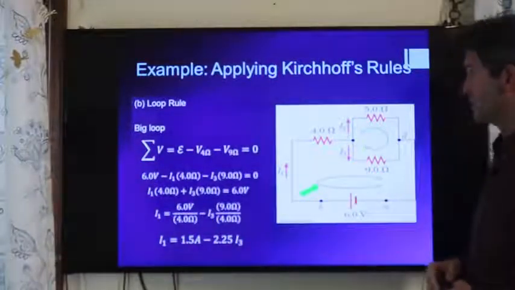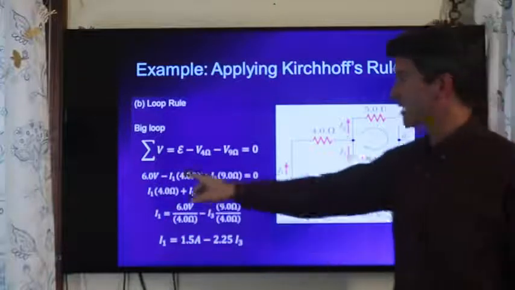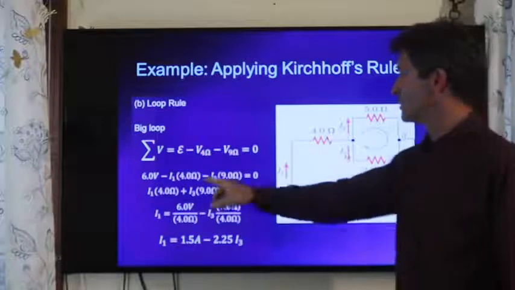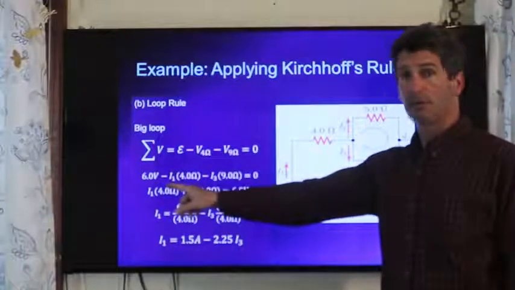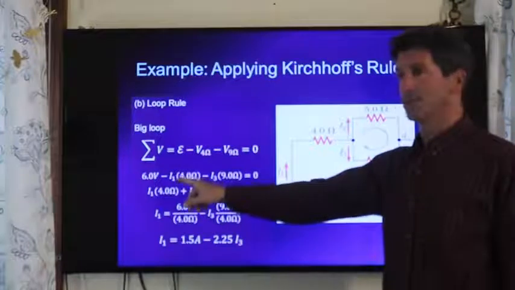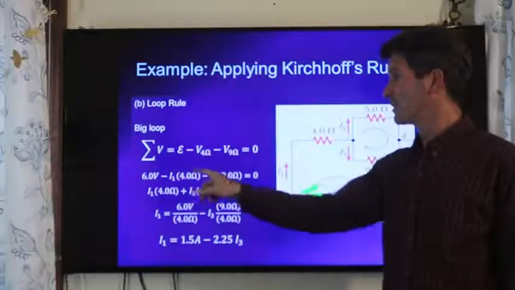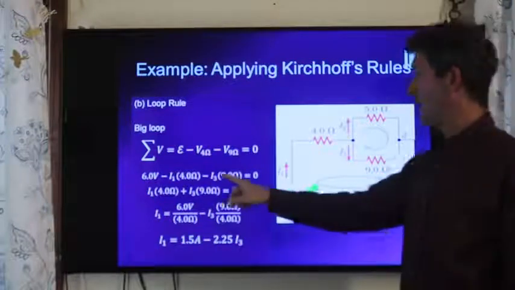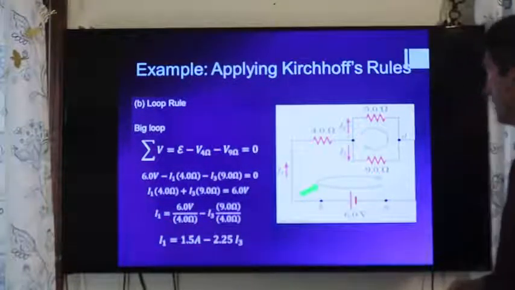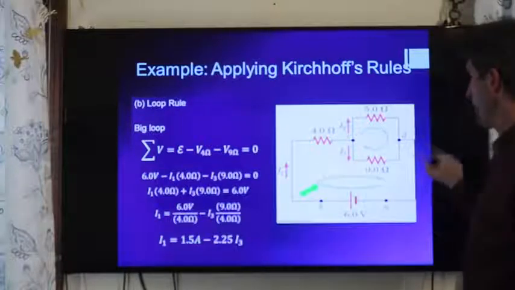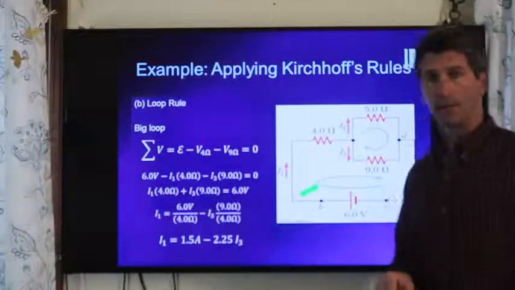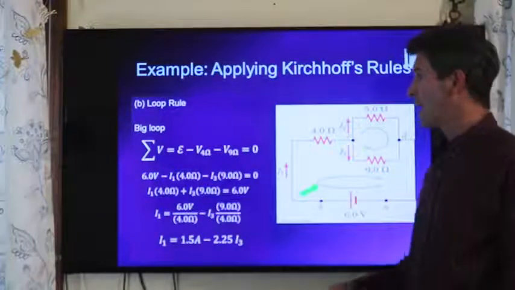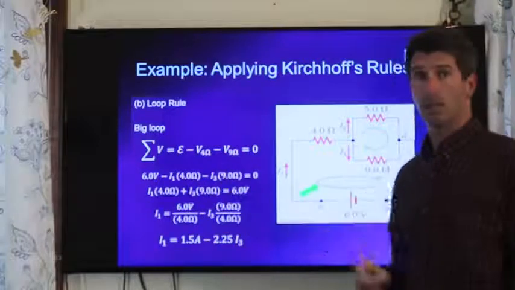So, in the big loop, we have 6 volts from the EMF, okay? We pass through the 4 ohm resistor. Look, we're going with the current I1, so the voltage is going to drop, it's going to be negative. It's I1 times 4 ohms. Now we're going to go through this 9 ohm resistor, I3 times 9 ohms, okay? And that's all the voltage changes that we have. All those add up to be equal to 0. So now we have a relationship between I1 and I3.